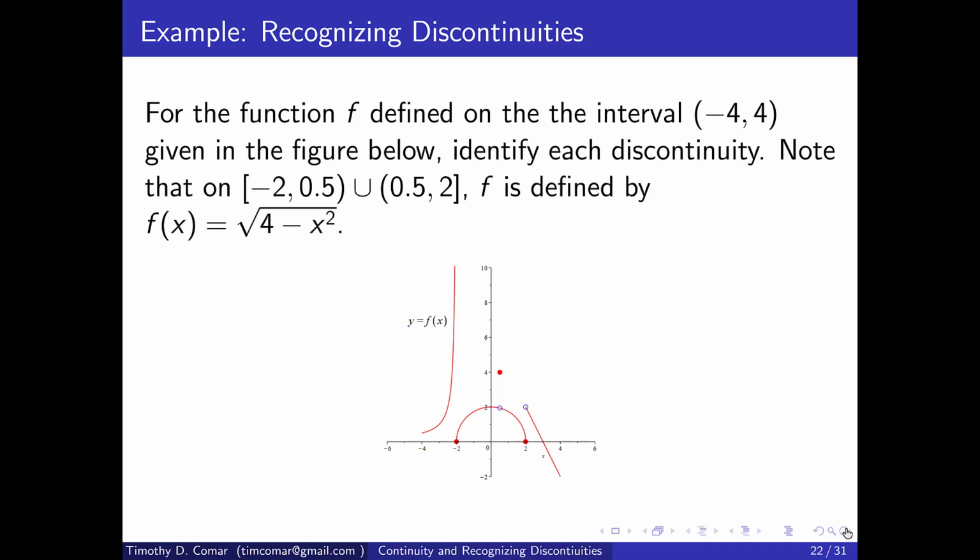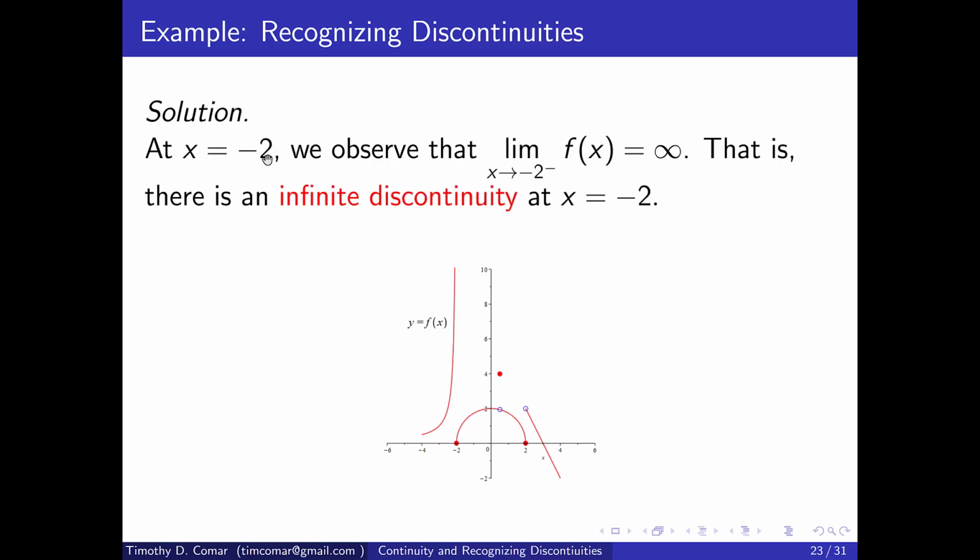For discontinuities, here's an example to recognize discontinuities that we've just talked about. With the function f defined on the interval from -4 to 4, given in this figure below, let's identify its discontinuity. Let's note that on the interval from -2 to 2, except at the point 0.5 over here, the function is defined by the square root of 4 minus x squared. In other words, this is a semicircle of radius 2 here. If you want to try this on your own first, please go right ahead, and then I will continue here.